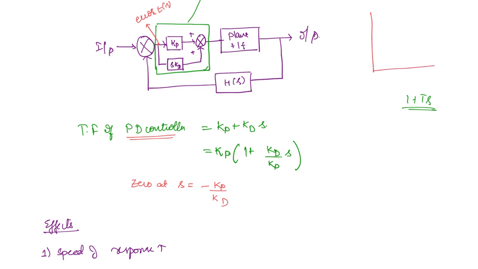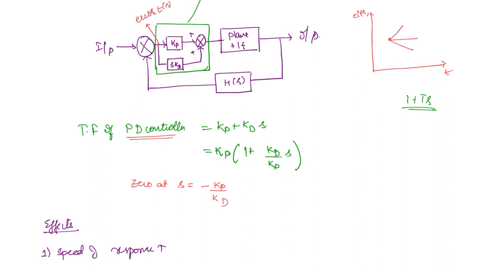For example, let us say the error is at this point. This is the time and this is the error function. Now the system is responding to the error function, but in addition, it is also responding to the rate of change. That means in the future, is it increasing or decreasing, or is it remaining constant? The system is able to anticipate.